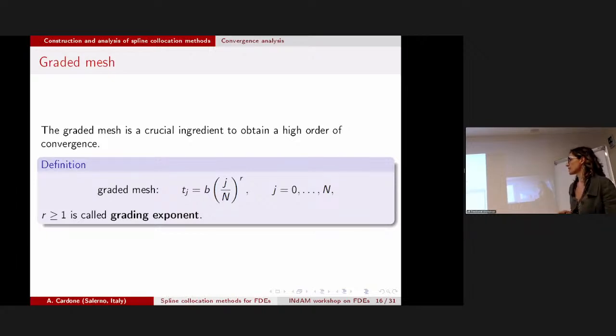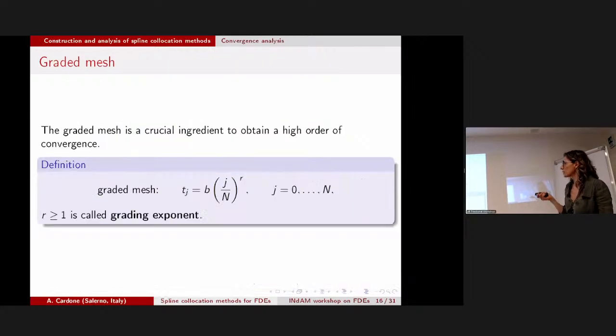But as was very well said and illustrated by Professor Stynes this morning, one of the key ingredients to obtain high order of convergence, also for the spline collocation methods, is the use of a graded mesh. That is a mesh which is not uniform, and in particular, when r is greater than 1, most points are crowded around the origin, which is the part where the solution is less smooth.